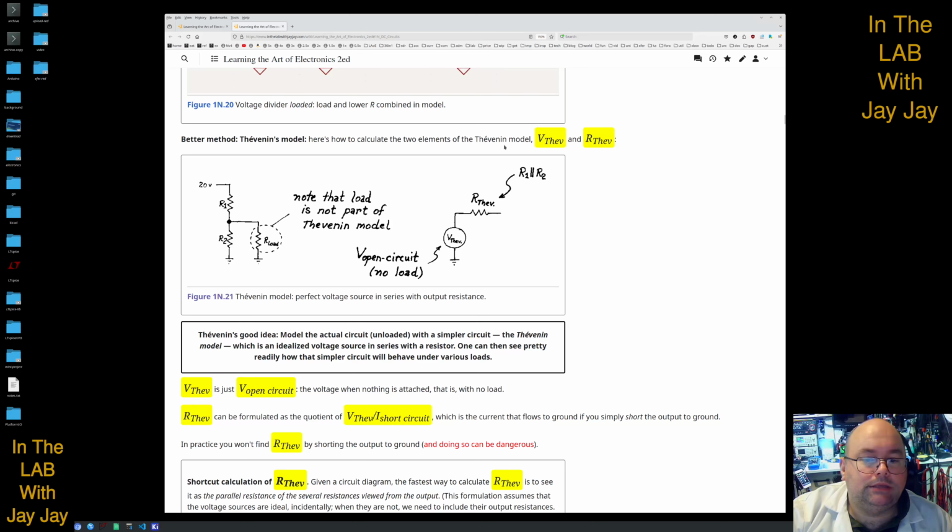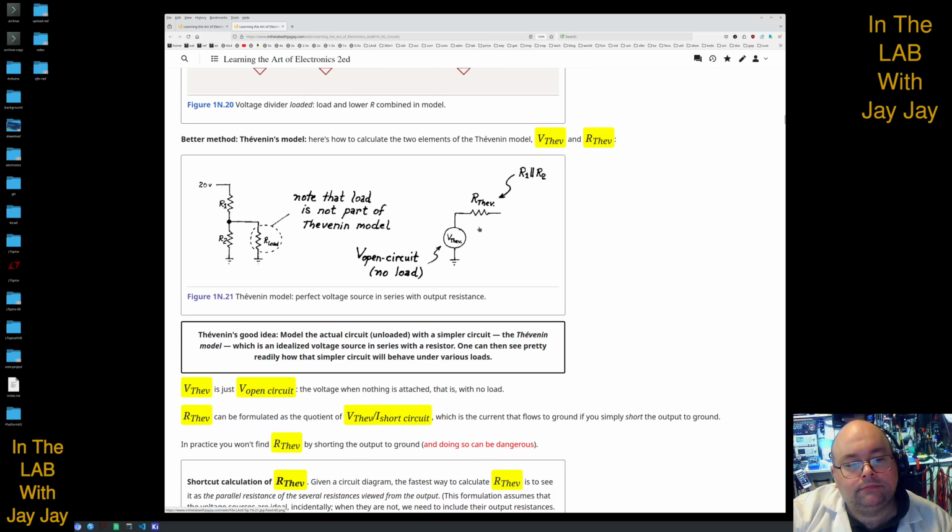There's two elements in the Thevenin model. There's the Thevenin voltage and the Thevenin resistance. And we take a model like this, which is a voltage divider, and we ignore the load. The load is not part of the Thevenin model. And then we re-express that as this. The Thevenin voltage is the open circuit voltage here when no load is attached. So there's no droopiness from an attached load. It's the unloaded voltage, or as they call it, the open circuit voltage.